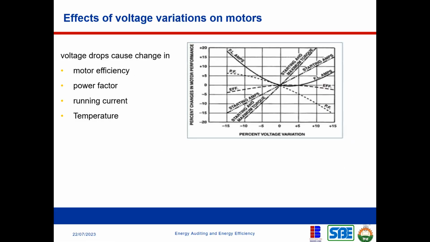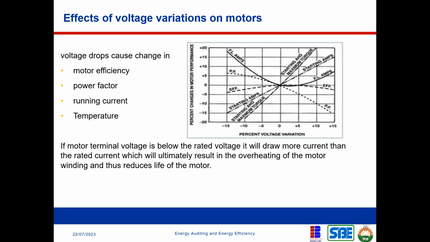Voltage drop causes changes in motor. In our last session, last Saturday, we talked about voltage unbalance or voltage imbalance in motor systems and how it affects the motor. It affects the efficiency of a motor, the power factor, the running current and temperature. If the motor terminal voltage is below the rated voltage, it will draw more current than the rated current, which will ultimately result in overheating of the winding and thus reduce the lifespan of the motor.